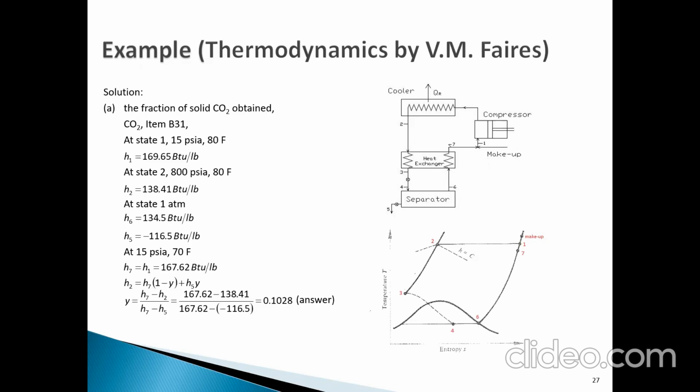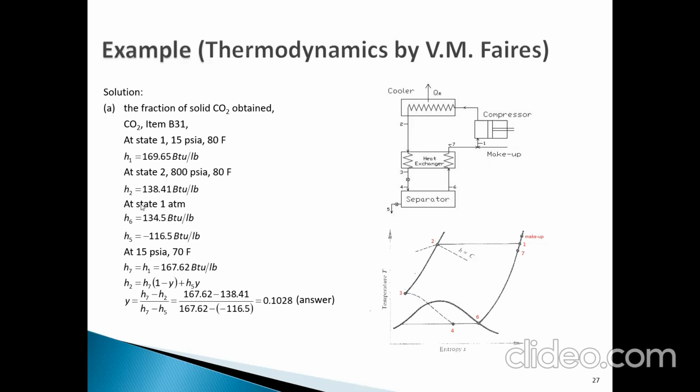Okay. So, A, the fraction of solid CO2 obtained. Item B31, nung first na book, andun yung mga properties ng CO2. At the state 1, 15 PSIA, 80 Fahrenheit, H1 is 169.65 BTU per pound. At the state 2, 800 PSIA, 80 Fahrenheit, H2 is equal to 138.41 BTU per pound. Hindi ko alam kung graph yata to o tabulation.